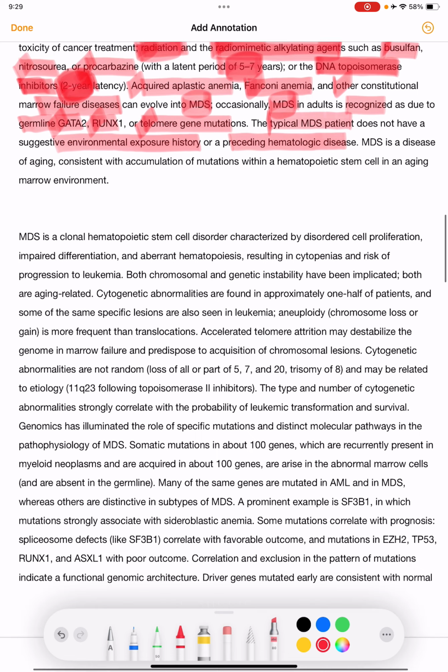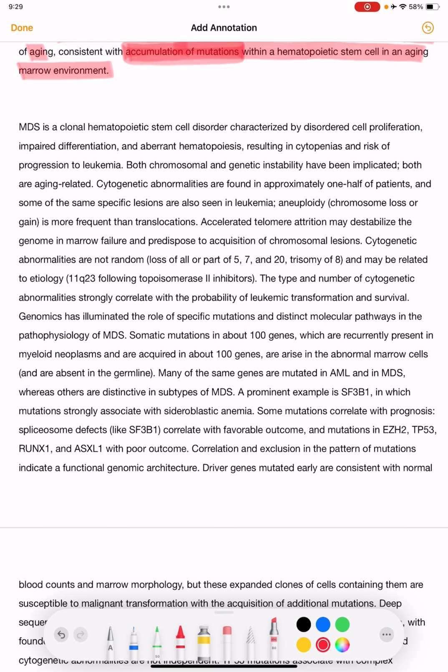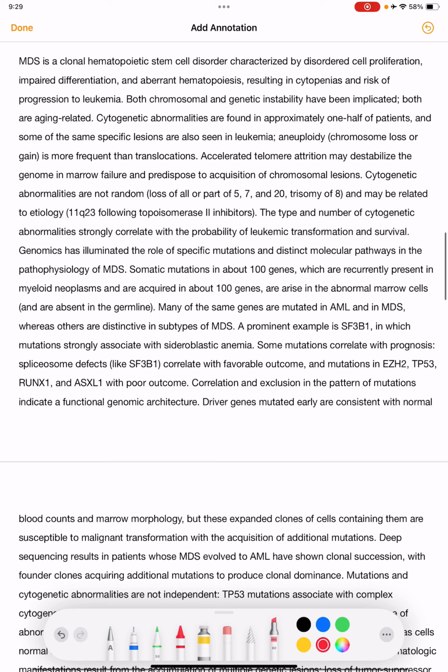So MDS is a disease of aging. Consistent with aging, what will happen? There will be accumulation of mutations within a hematopoietic stem cell in an aging marrow environment. So MDS is a clonal hematopoietic stem cell disorder.